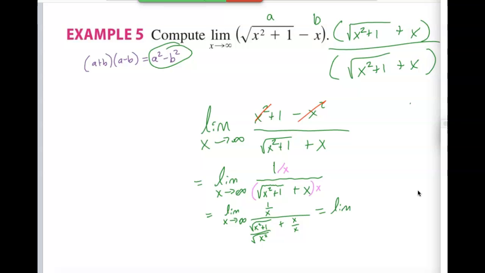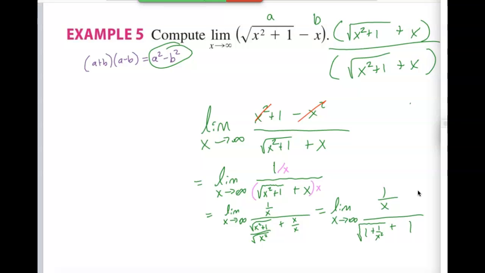which now gives me the limit as x approaches infinity. So I've got 1 over x up here. That x over x just simplifies to 1. Under the square root, I'll have x squared over x squared, which is 1, plus 1 over x squared. And now I'm ready to evaluate.